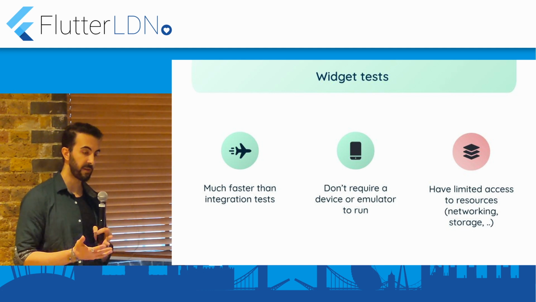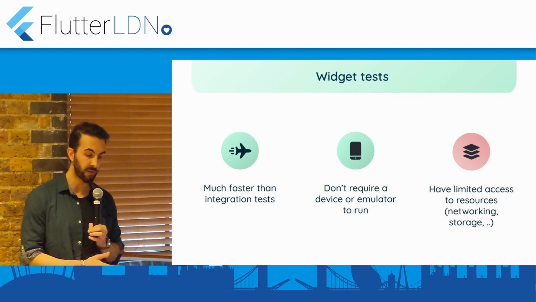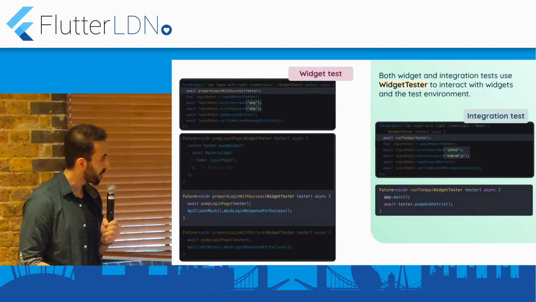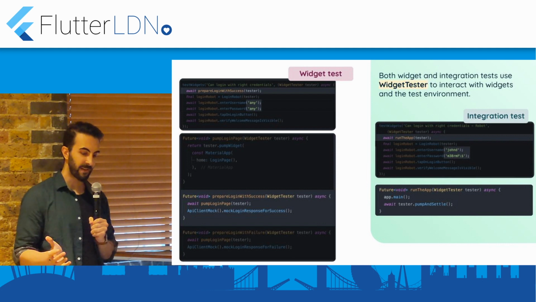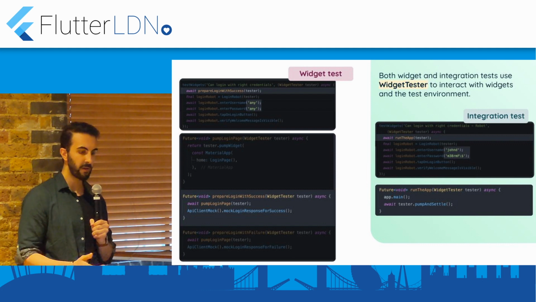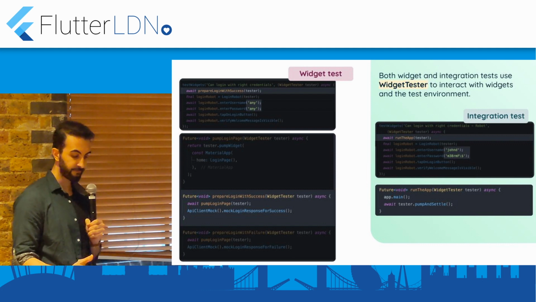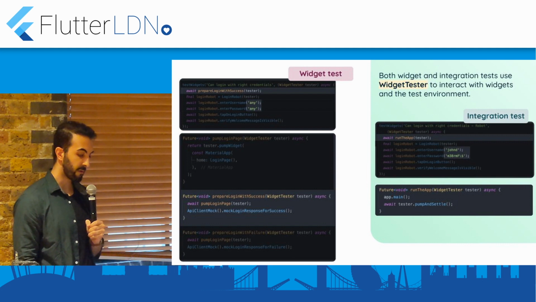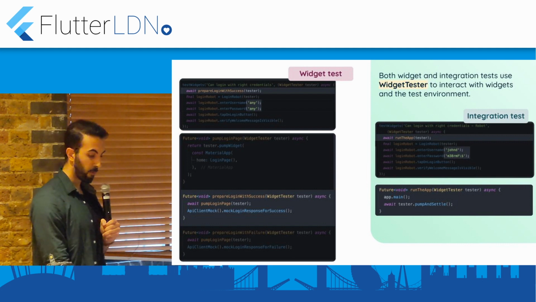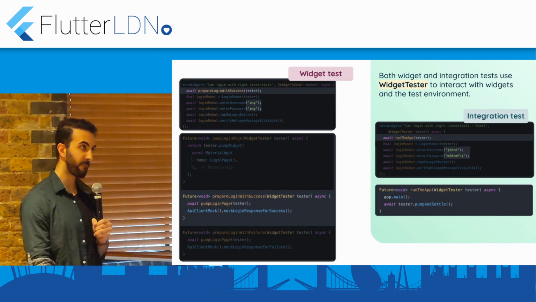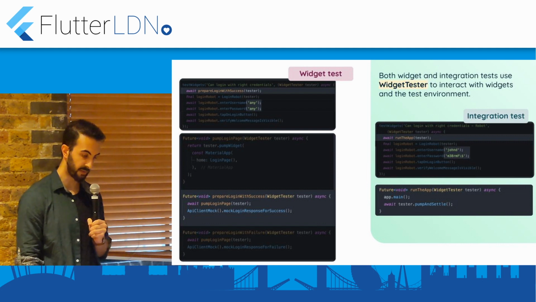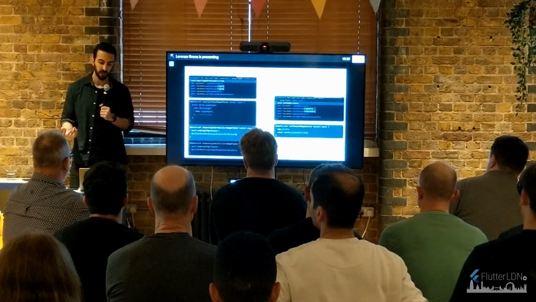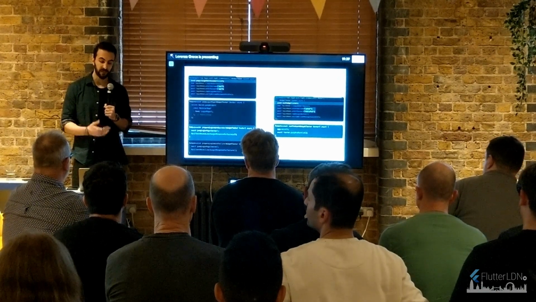The way we write them is very similar because both use the widget tester to interact with widgets and the test environment. So this, which I don't know how readable it is, is basically the integration test that I presented before. Let's assume that now I want to write a widget test for the same scenario, the success scenario, right? So the widget test will look something like that, where, as you can see, it's using the same robot, and the only differences are the way we run the app and the parameters that we pass when we enter the username and the password.